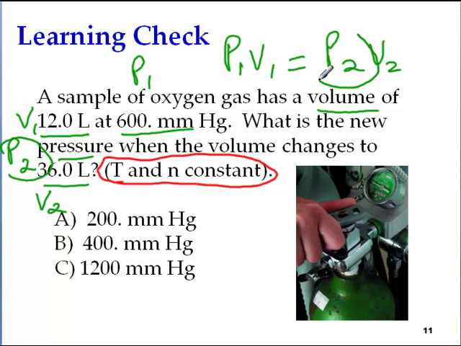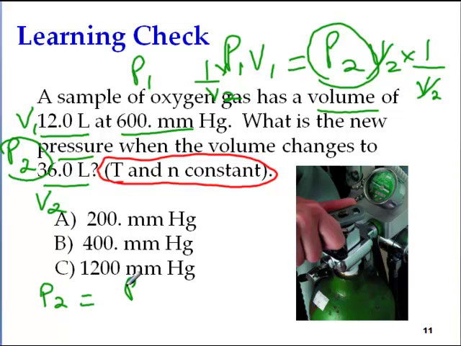If I have to isolate for P2, again I must get rid of V2 from both sides of the equation. So you divide both sides by V2, and this cancels here, which then shows that my P2 is going to be P1 V1 divided by V2. This would be the formula that you need to apply. Once you plug it in, you should be able to find out exactly what the answer is.